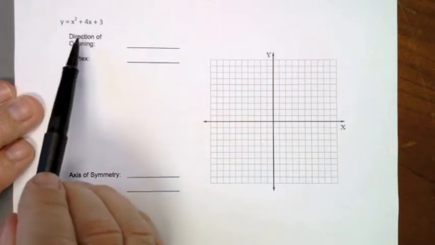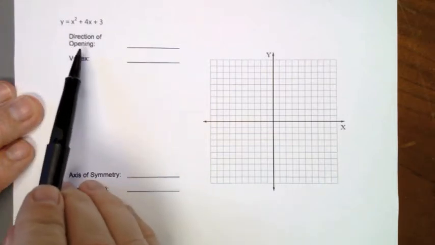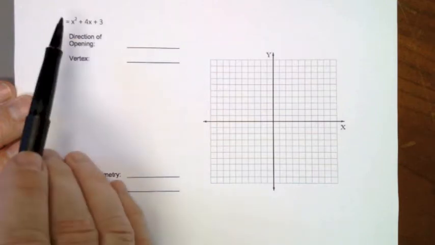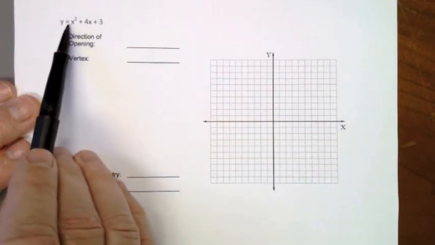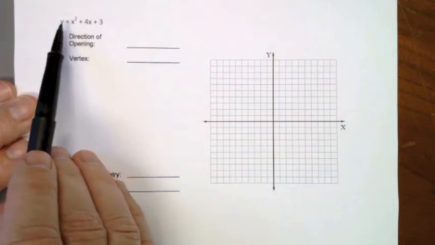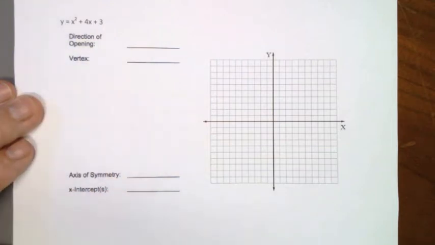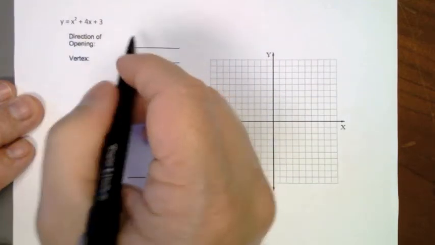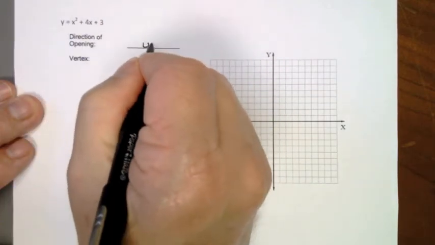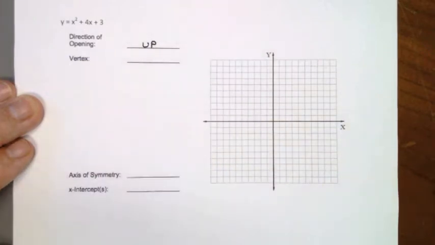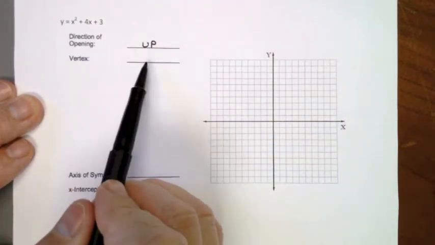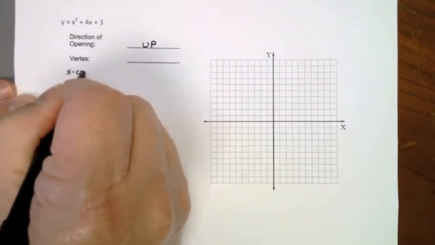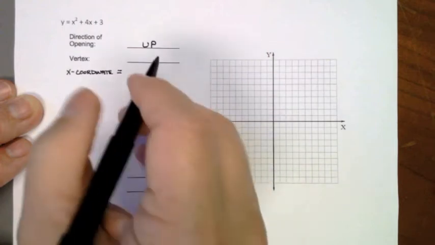So again, one of the first things you need to know is whether or not it has a maximum or minimum, whether or not it's going to open up or down. The way you determine that is you look at the number in front of the x squared. If it's positive, it opens up. If it's negative, it opens down. So what number is in front of that x squared? That's a 1. Direction of opening, that would be up. It's going to open up. The next thing they're wanting us to find is the vertex. So remember, to find the x-coordinate, I need to use this formula.